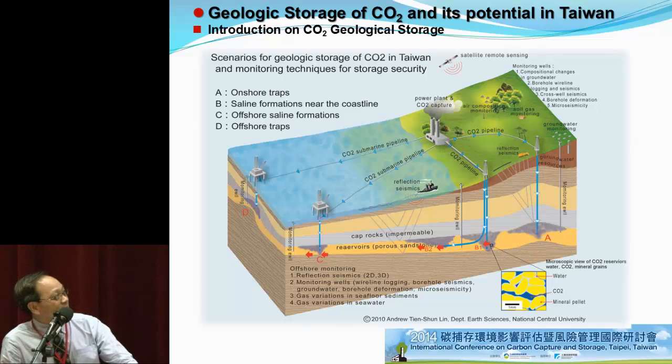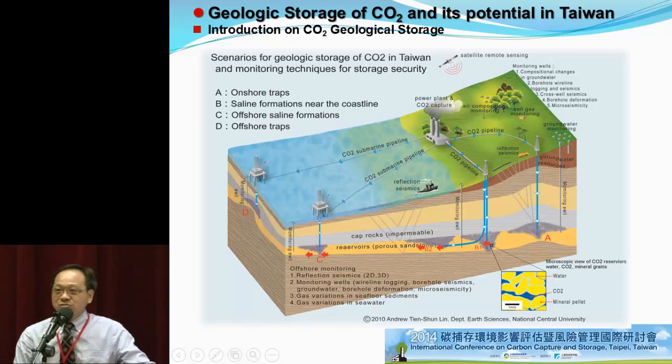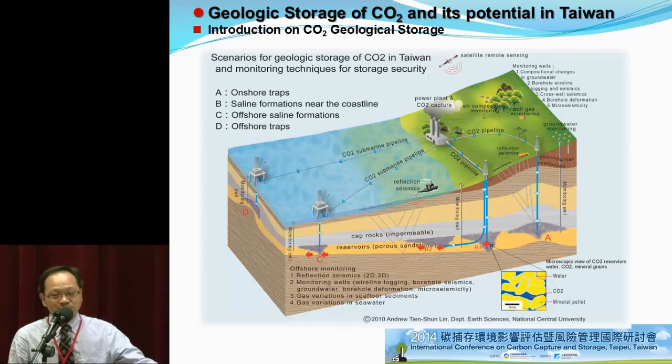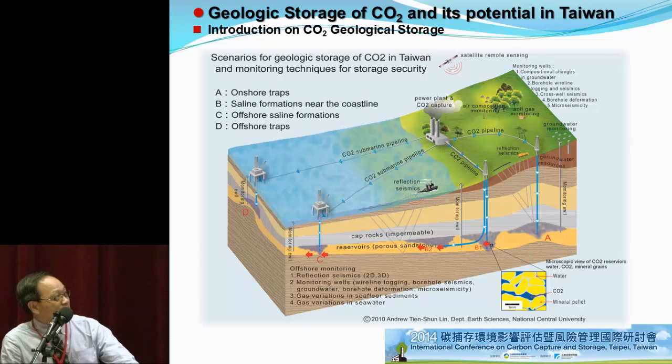Then for our offshore options, of course, we have two scenarios. One is structural traps. The other one is deep saline formations. This diagram also shows that the CO2 will be stored beneath the surface, at a depth greater than 800 meters, so perhaps 1 kilometer, 2 kilometers or 3 kilometers in depth. In this case, it is separated from the near subsurface.